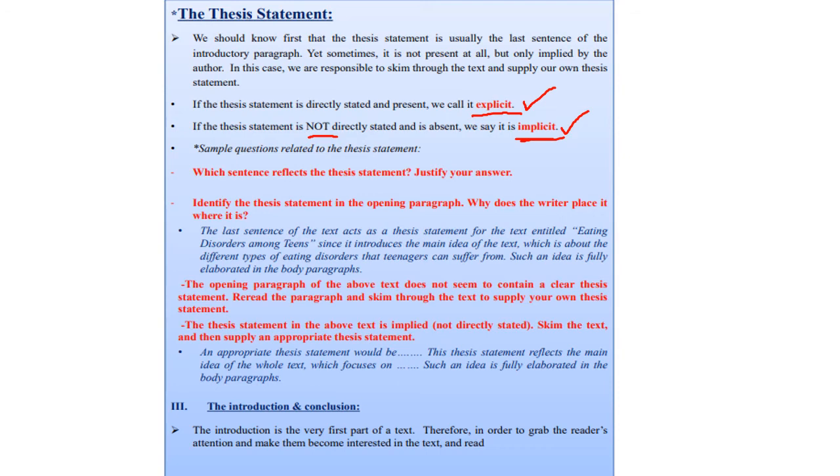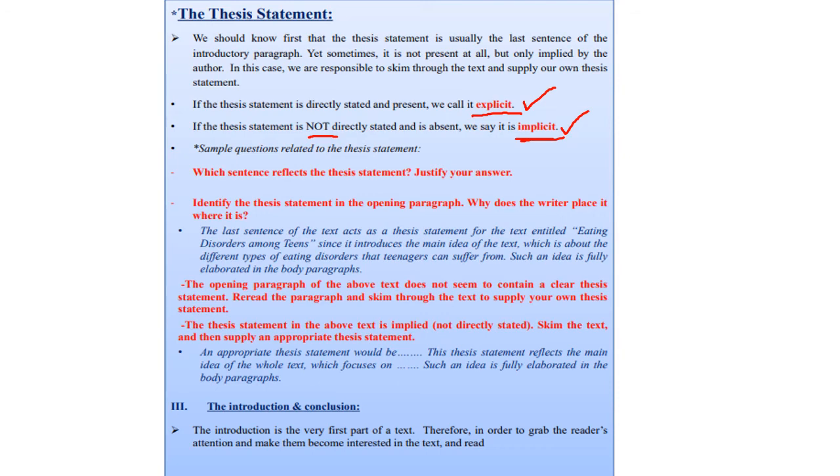How do I ask such a question? Which sentence reflects the thesis statement? Okay, this means that the thesis statement is explicit, it's direct and stated. You write it for me and you justify. Why do you think this is the thesis statement? You tell me that because it reflects the main idea of the text. You don't stop there. It reflects the main idea of the text, which is about types of diseases related to obesity, for example, full stop. So I know that this article or essay will be about types of diseases related to obesity.